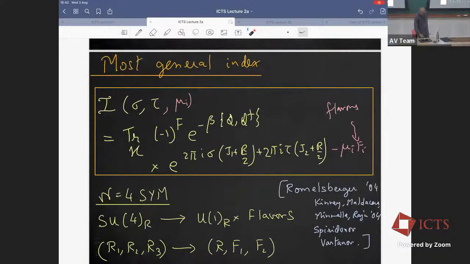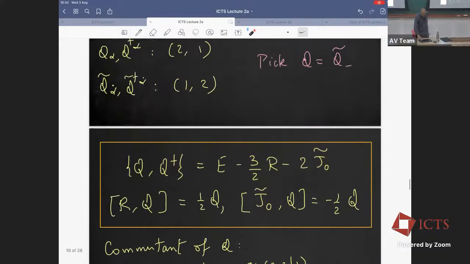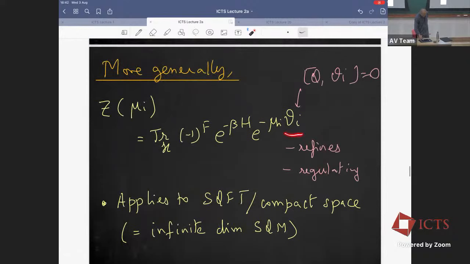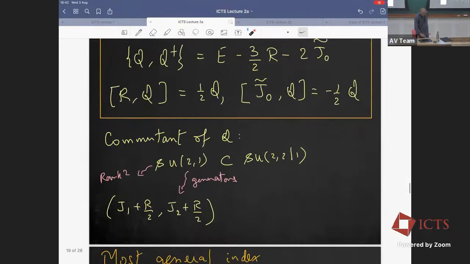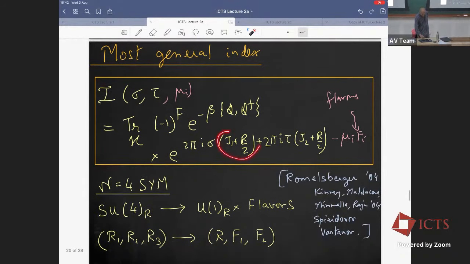In this expression, I tried to explain that I can put any operator that commutes with the supercharge. I ask, what are all the operators that commute with this supercharge? That's called the commutant. It's a two-dimensional space generated by these two combinations of charges. So you put these two combinations of charges, that's the best thing you can do. Or you can put flavors, which by definition commute with the whole superalgebra. So that's the most general index.